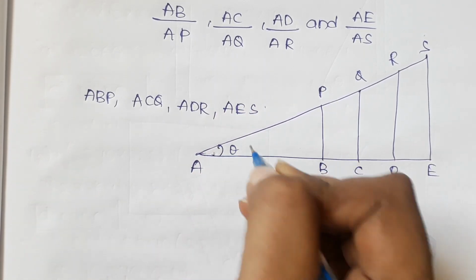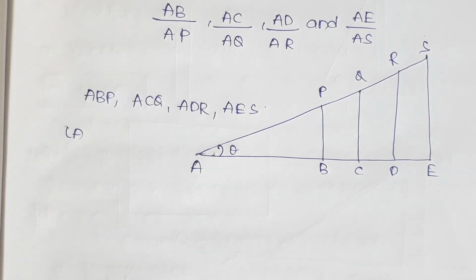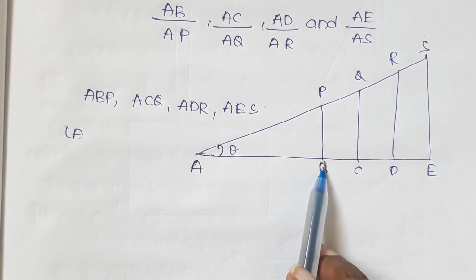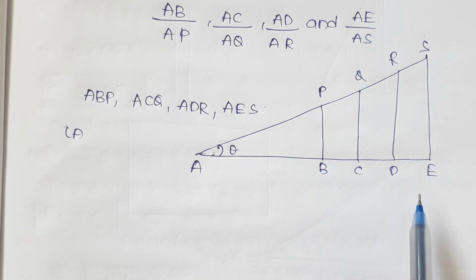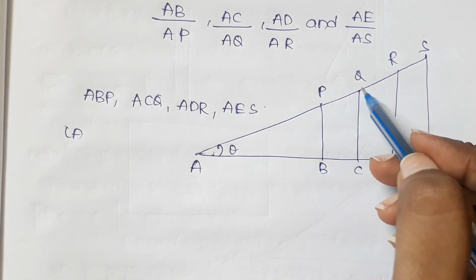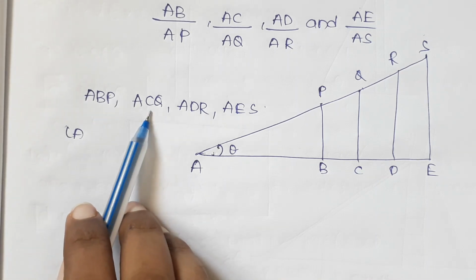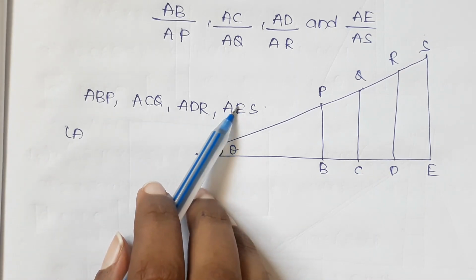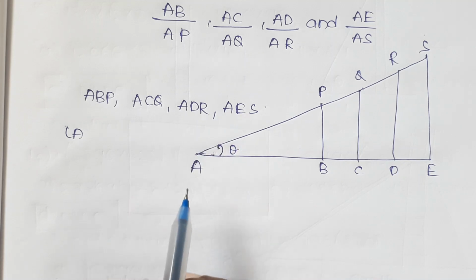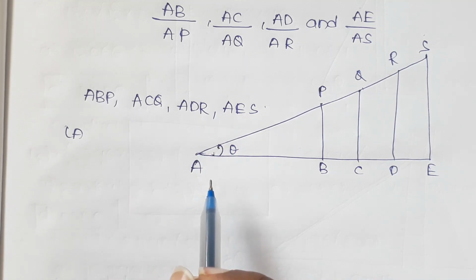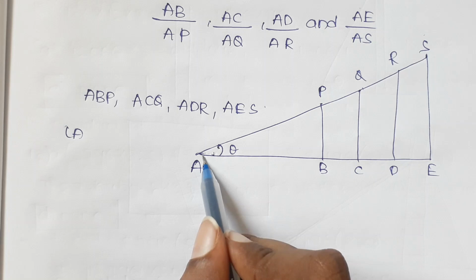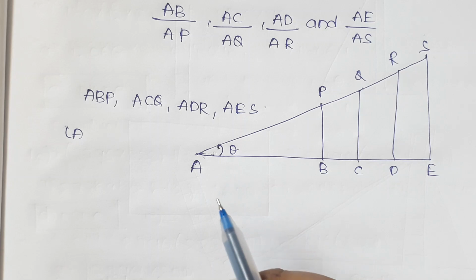In this, angle A is common, and angle B, angle C, angle D, and angle E are right angles, and angle P, Q, R, S are also equal, and hence here we can say that triangles ABP, ACQ, ADR and AES are all similar triangles. And when we observe the ratio of the opposite side of angle A and the hypotenuse in right angle triangles, the ratios are all similar.